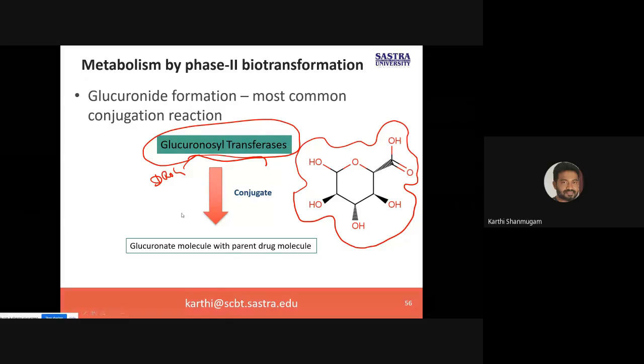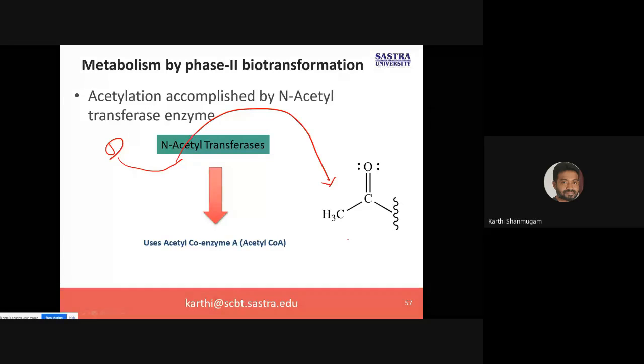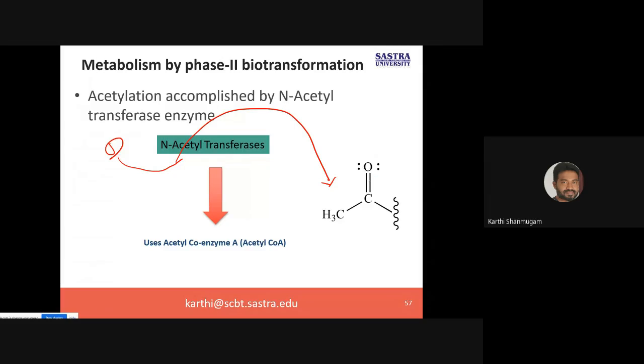Yes, sir. Yes, right. So the next enzyme is N-acetyl transferases. What it does is it takes the drug molecule, and with the help of this N-acetyl transferase enzyme, attaches acetyl CoA. If you look at the structure of acetyl CoA, you can see many OH groups, so it is highly polar in nature. This in turn converts the original highly non-polar drug molecule into a polar drug molecule, right? The second enzyme is N-acetyl transferases.